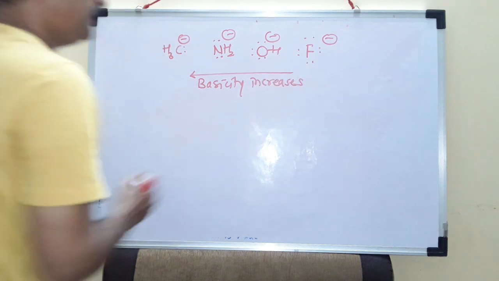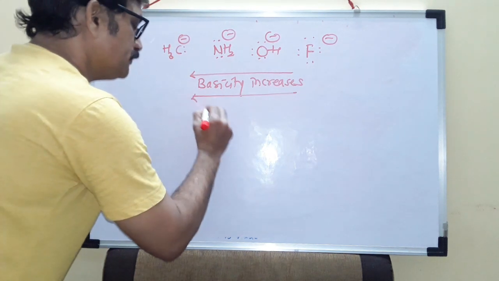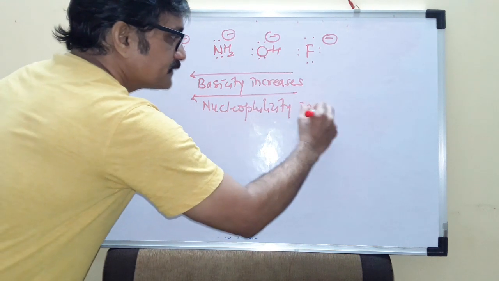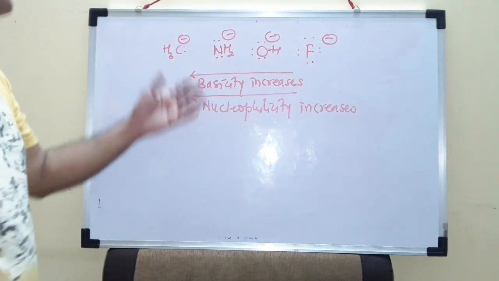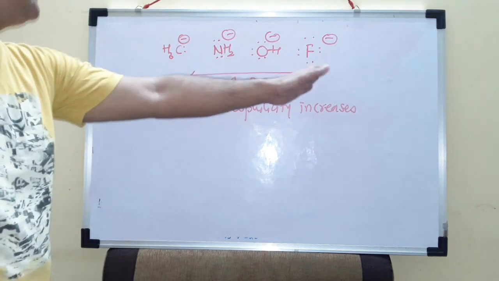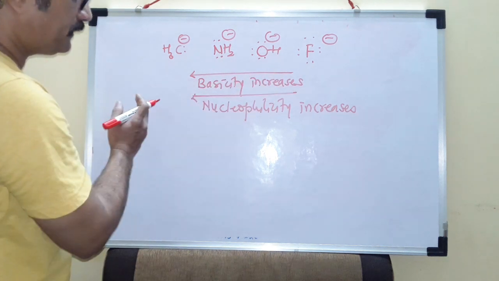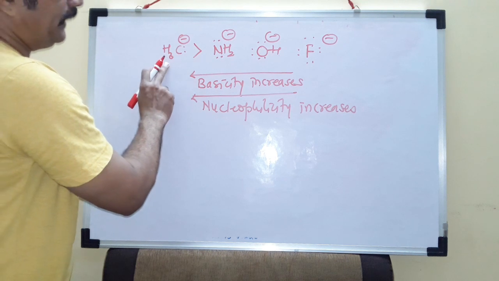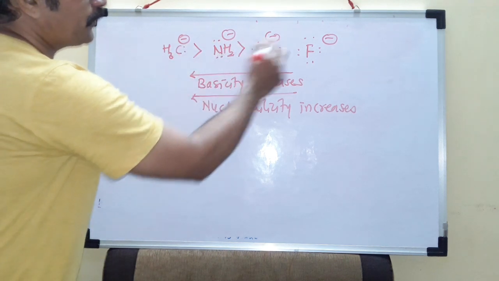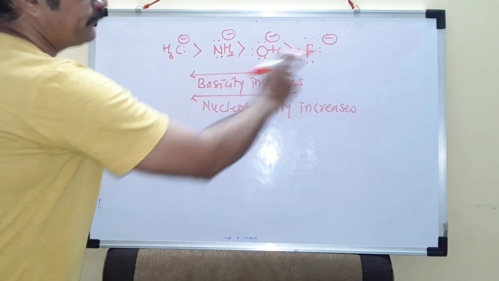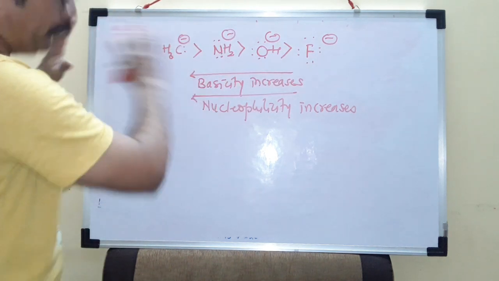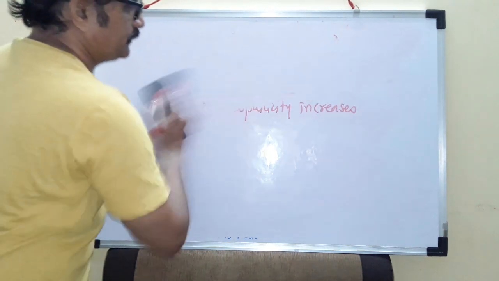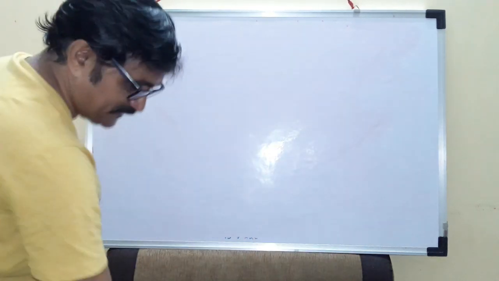And if basicity increases, its nucleophilicity also increases. So you remember, as we move in the second row from right-hand side to the left-hand side, basicity increases as well as nucleophilicity. So this anion is more nucleophilic than this, and this is more nucleophilic than this. You must remember this. This is particularly for the second row of the periodic table, and these are very common nucleophiles or bases that we are going to discuss here.